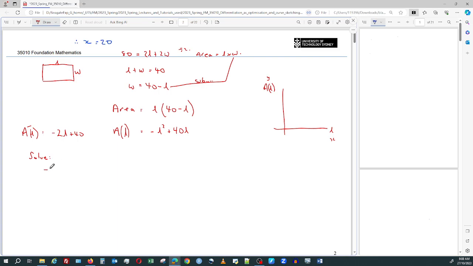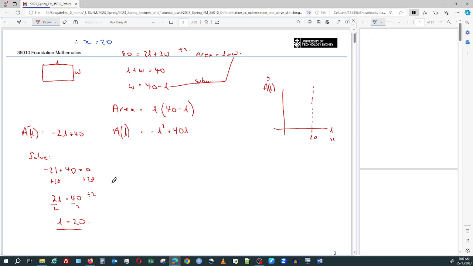And so we just set that minus 2L plus 40 equal to 0. So I'm adding 2L to both sides. And so we get 2L is equal to 40. Divide by 2 both sides. So our length is equal to 20. Okay, so by solving the derivative, the length value at 20 represents the maximum.